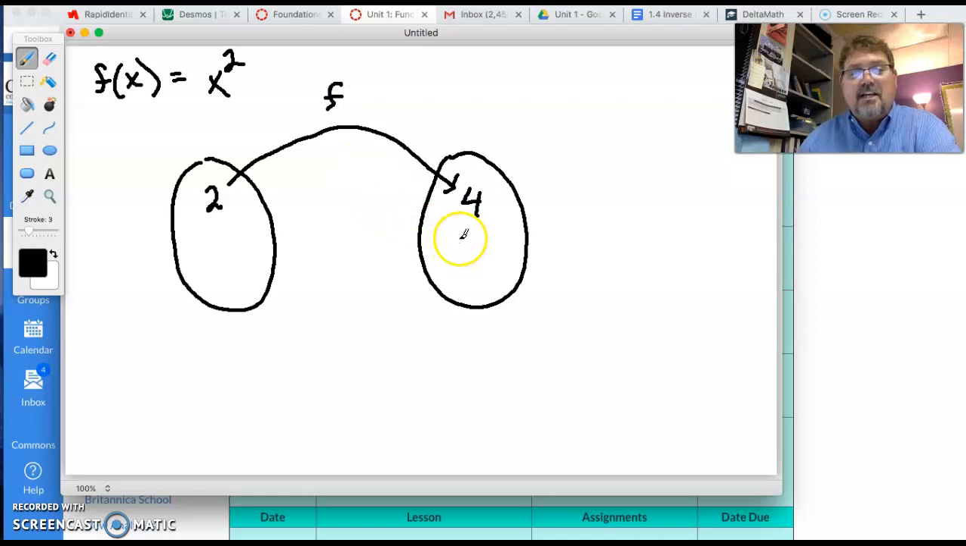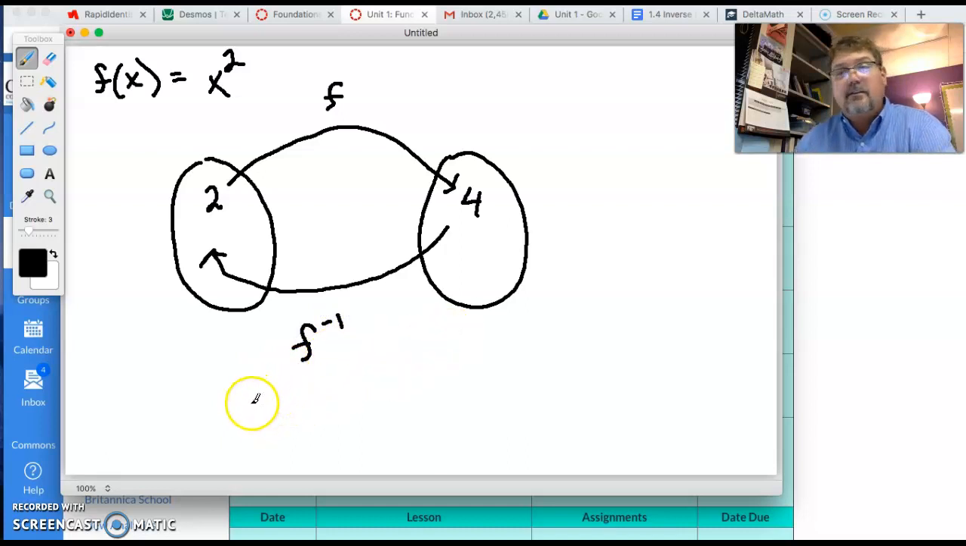F inverse has to undo that. F inverse undoes it and sends it back. Now we know to undo the squaring of a 2, we need to take the square root of that number. So think about this. To make this 4 come back to a 2, that takes the inverse function. And they use this notation, F inverse. That does not mean F to the -1 power. They're not the same thing. It means F inverse. Okay?